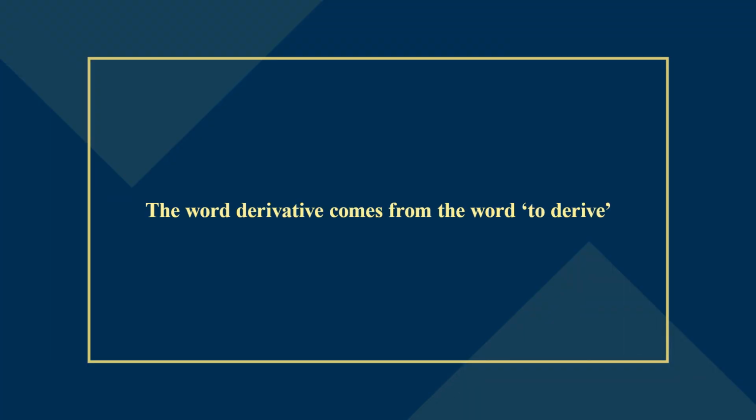Derivatives are one of the most multifaceted instruments. The word derivative comes from the word to derive. It indicates that it has no independent value. A derivative is a contract whose value is derived from the value of another asset known as the underlying asset, which could be a share, a stock market index, an interest rate, a commodity, or a currency.